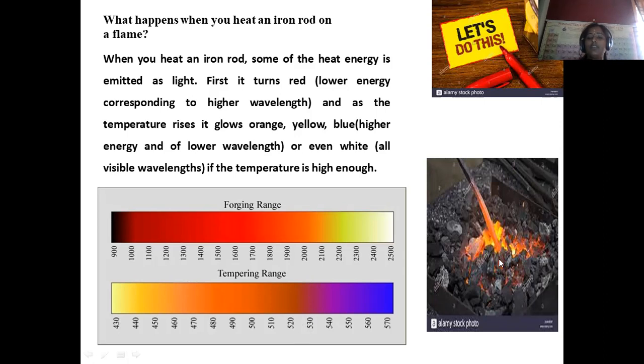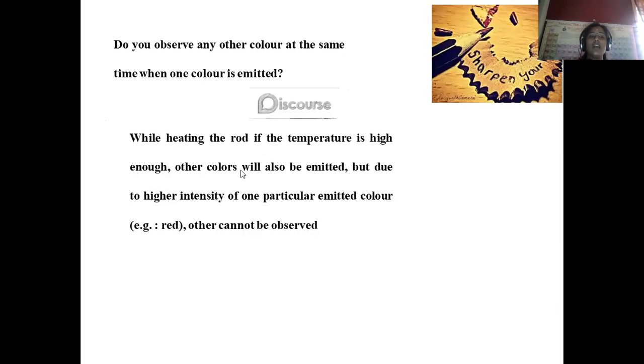So initially the metal will turn red hot, followed by orange, then blue, and when a still higher temperature is employed, it will turn a white color. This is the color transformation in accordance with its heating. So with the intensity of heat, a change in color is possible.